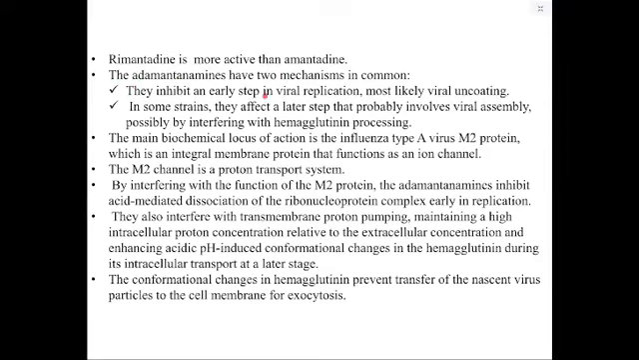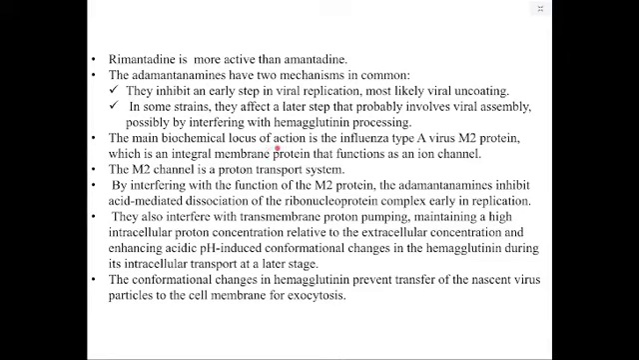They have two mechanisms in common. They inhibit an early step in viral replication, most likely viral uncoating. In some strains, they affect a later stage that probably involves viral assembly, possibly by interfering with the hemagglutinin processes. So those are the two areas they will affect: uncoating, early penetration, most probably the uncoating, and also a later stage whereby the virus is supposed to assemble, and this could be because of affecting the hemagglutinin. We are going to mention it. It is indeed a protein that is found within the virus.